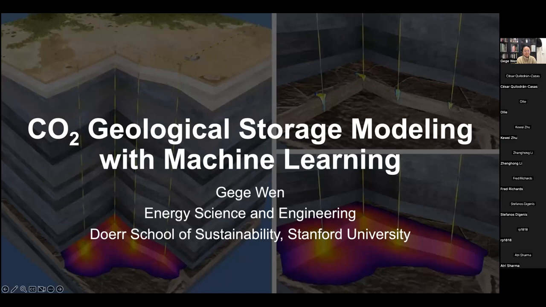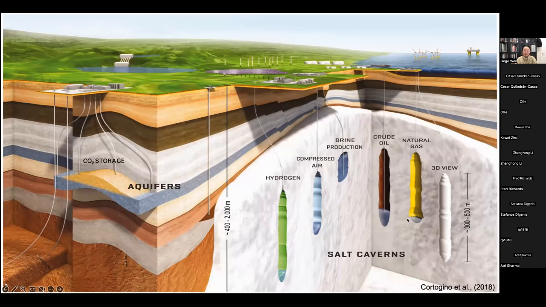Thank you for the introduction, and thank you for having me. The talk title is CO2 Geological Storage Modeling with Machine Learning. I really like this figure that I usually start my talk with. It is a nice illustration of the energy transition, and more interestingly, the relationship between energy transition and the subsurface. At the subsurface, we can see a portfolio of technology, and at the surface, we can also see a portfolio of technology to generate energy.